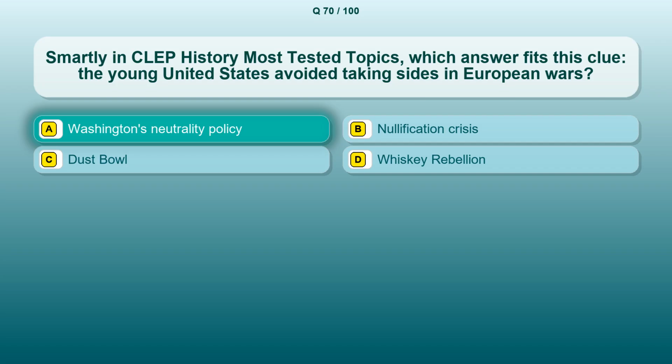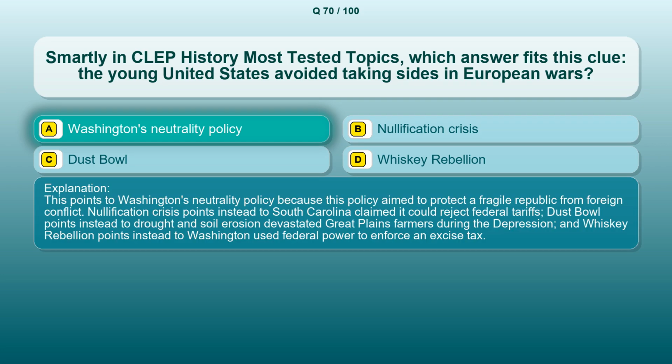The correct answer is option A, Washington's neutrality policy. This points to Washington's neutrality policy because this policy aimed to protect a fragile republic from foreign conflict. Nullification crisis points instead to South Carolina claimed it could reject federal tariffs. Dust Bowl points instead to drought and soil erosion devastated Great Plains farmers during the Depression, and Whiskey Rebellion points instead to Washington used federal power to enforce an excise tax.